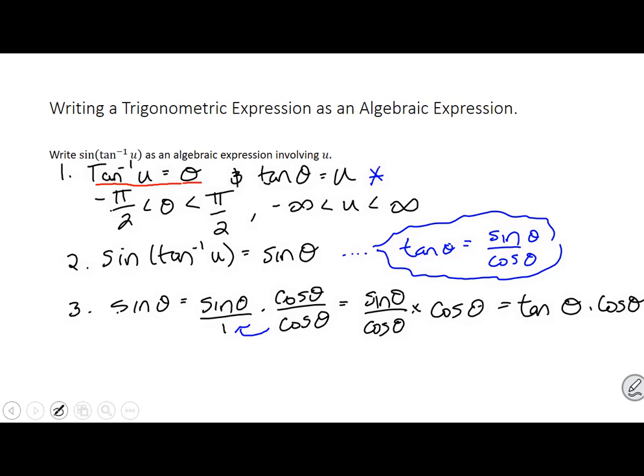I'm going to move to the next slide to give us a little more room to work here. Alright, so again, I have to think. I have a tangent and I have a cosine. What can I do? The thing that we're going to use is the fact that secant squared theta equals 1 plus tangent squared theta.